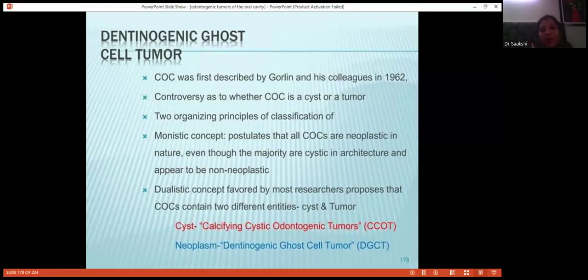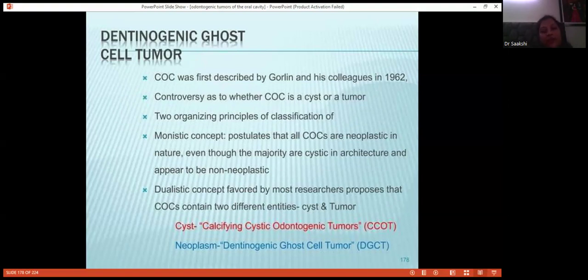Now, but there was a controversy whether COC is a cyst or tumor. So for this, they followed two principles. First was a monistic concept which postulates that all the COCs, all the calcifying odontogenic cysts, are neoplastic in nature, even though the majority are cystic in architecture and appear to be non-neoplastic.